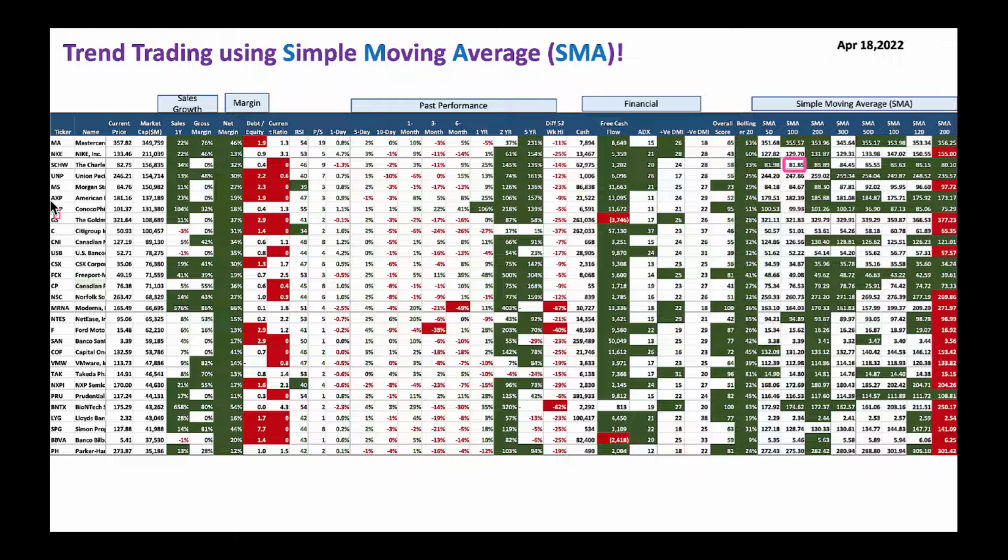And then you got a few more here. You got ConocoPhillips. It's an oil stock. Of course, what do you expect? It's the same story here. You got 5-day SMA at 100 and 10-day SMA at 93. So that tells you the 5-day SMA crossed over the 10-day SMA. It's also a good one here.